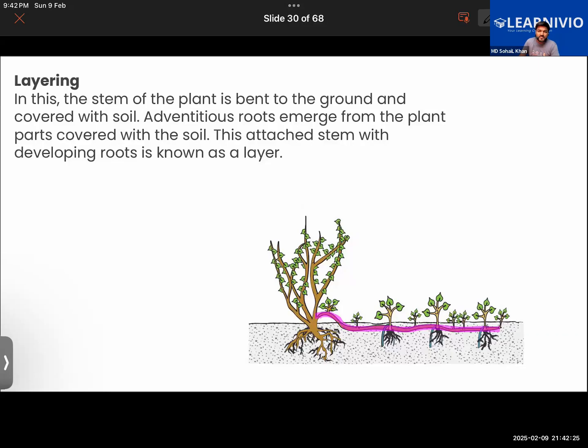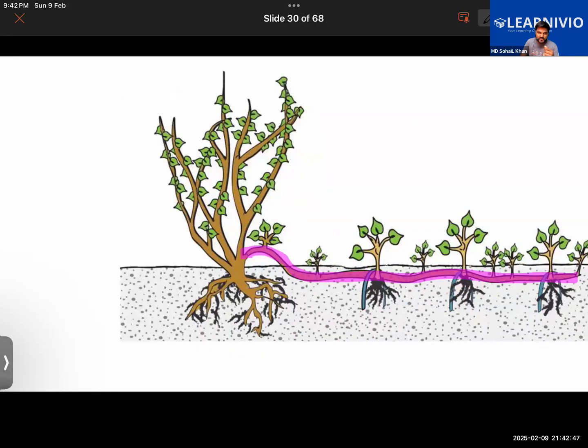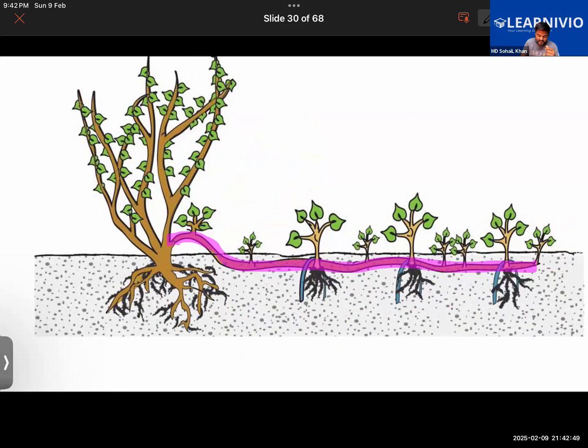About the layering method, the horizontal growing stems of the plants that we basically bend to the ground. The stem of the plant is bent to the ground with the help of these hooks. So these stems actually have got a special type of buds on them. From those buds, the special type of roots will grow that is called adventitious roots.